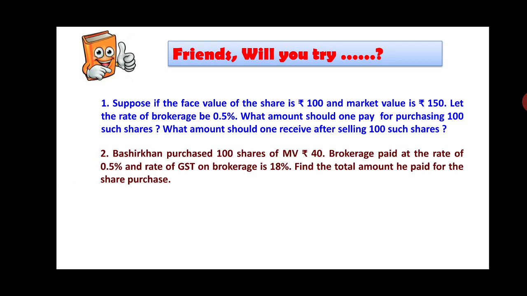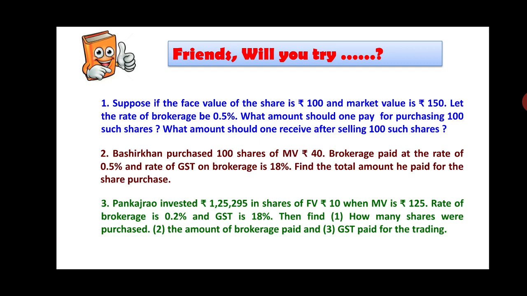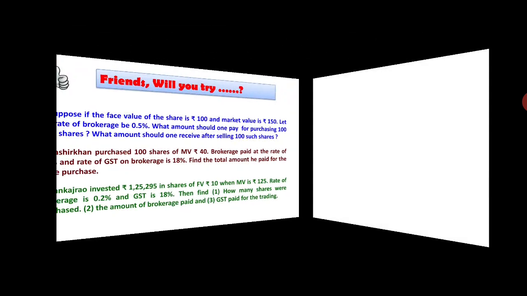Second one, Bashir Khan purchased 100 shares of market value rupees 40. Brokerage paid at the rate of 0.5% and rate of GST on brokerage is 18%. Find the total amount he paid for the share purchase. Third one, Pankaj Rao invested rupees 1,25,295 in a share of face value rupees 10 when market value is rupees 125. Rate of brokerage is 0.2% and GST is 18%. Then find, number one, how many shares were purchased; second, the amount of brokerage paid; and third, GST paid for the trading. All these problems are very easy. You try them. Certainly you can solve.